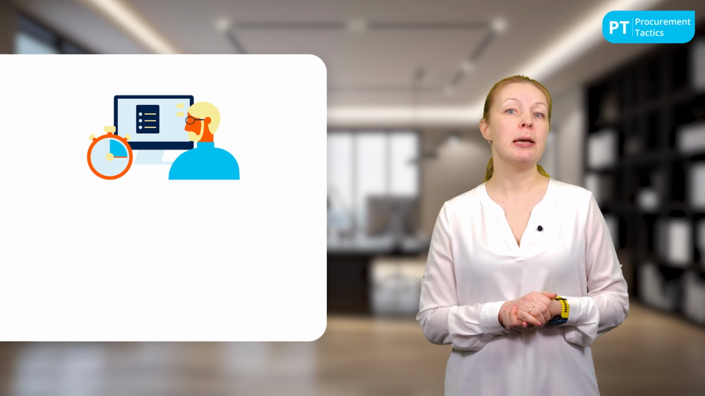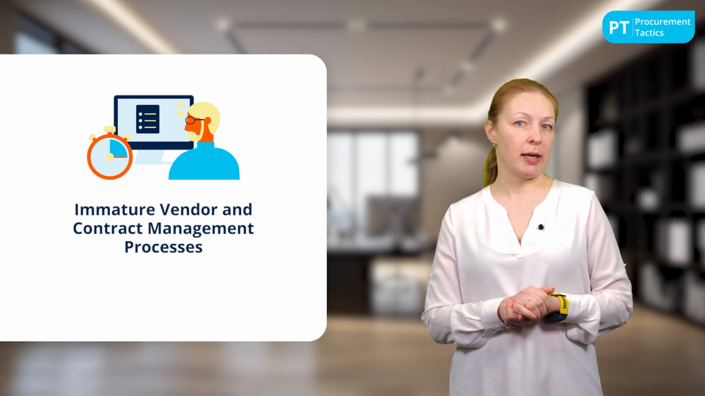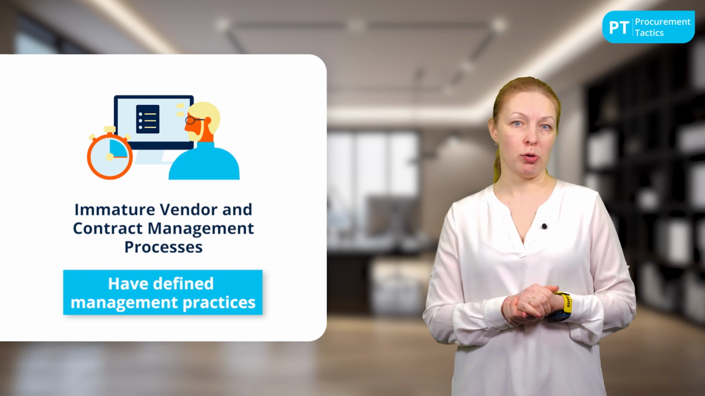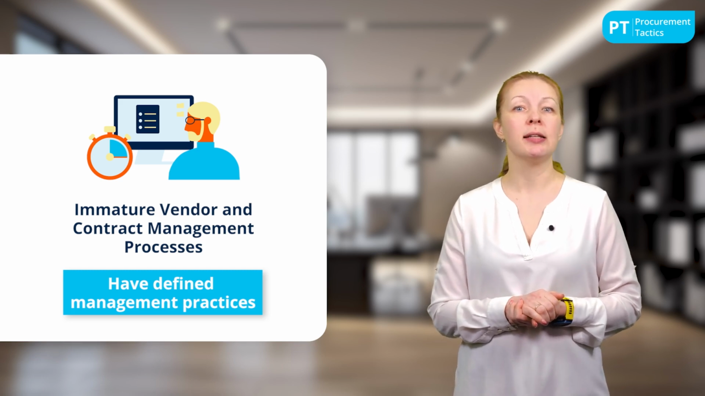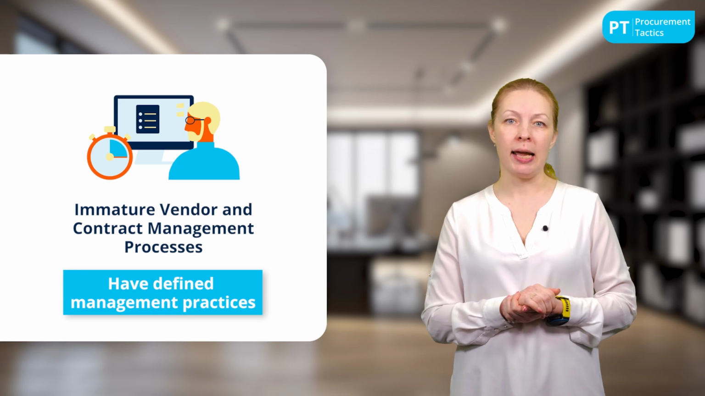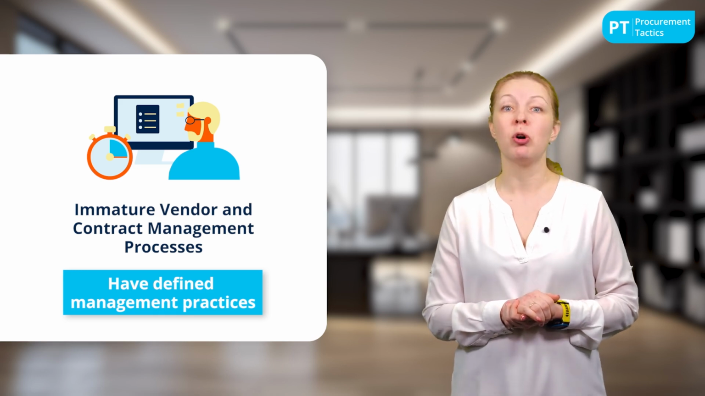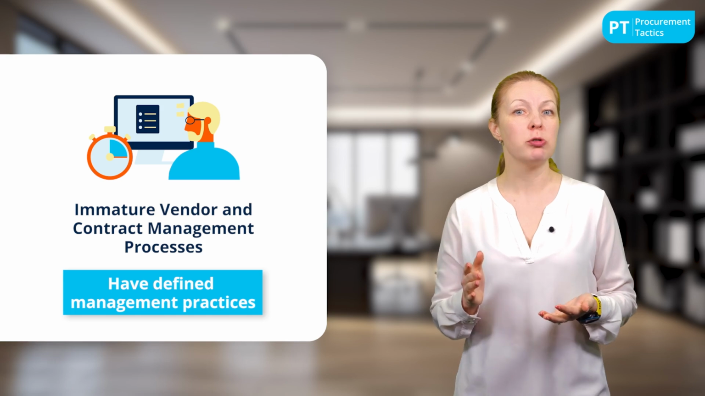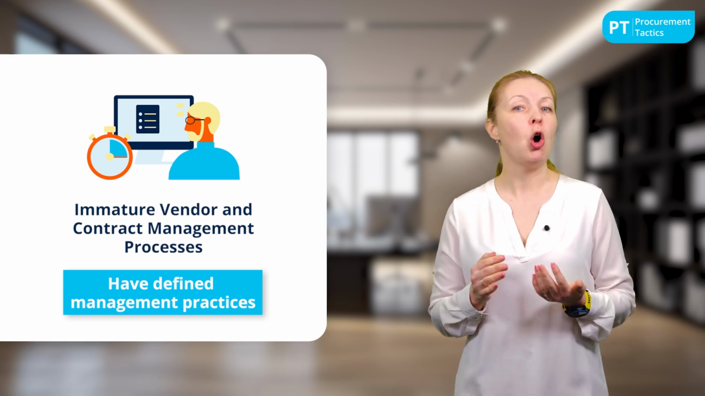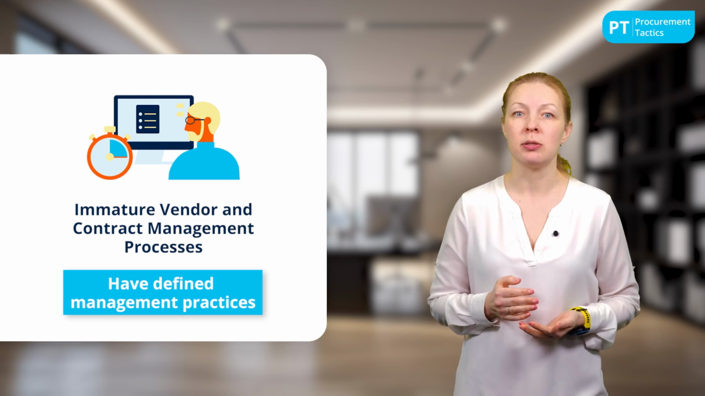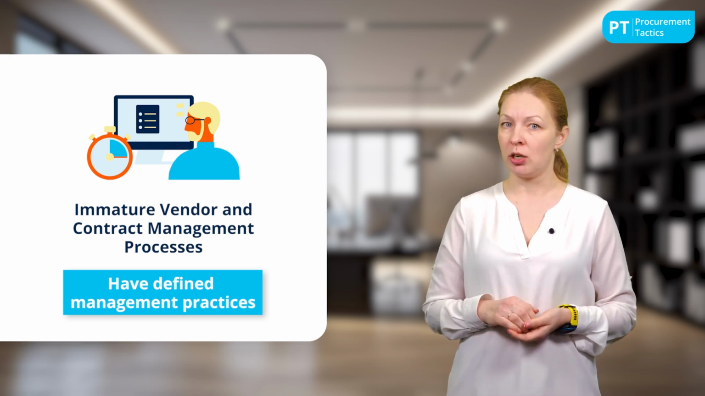The third is immature vendor and contract management processes. Without a defined contract management process, you may create a contract that inadvertently breaks a law, enters a legal gray area, or has inadequate or unclear KPI and review processes. Having shortfalls in your vendor verification, onboarding, and assessment may result in failed due diligence and reputational and financial losses.